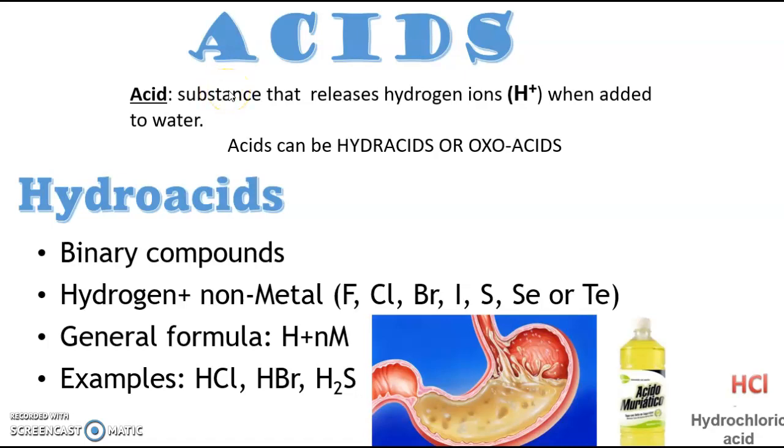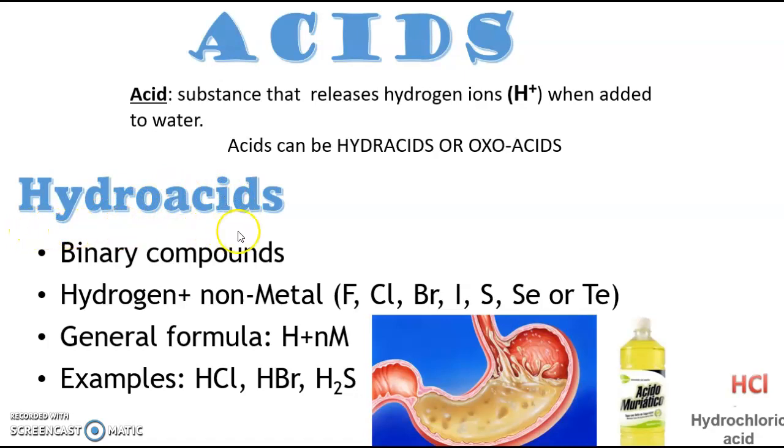Mainly, we have a definition: acids are substances that release hydrogen when added to water. So that's the key element in every single acid, hydrogen. Hydrogen is always found in inorganic acids. And there are two types of acids, hydroacids, which we briefly covered when working on the game, and oxoacids, which are the new compounds that we are going to look at today.